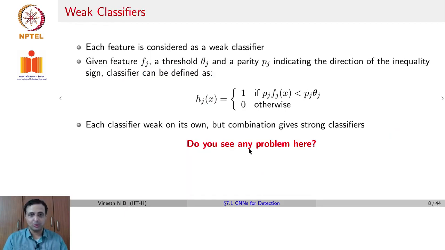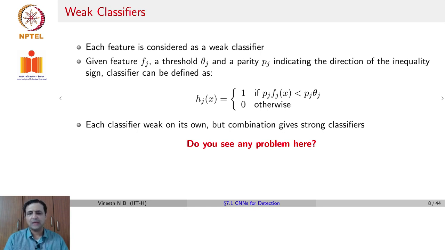So once you have the outputs of these Haar filters, the algorithm of Viola and Jones suggested that each feature can now be considered as a weak classifier. So given a feature fj, which is one of those Haar wavelets, could be a 2 rectangle feature, 3 rectangle feature, 4 rectangle feature, one of those, you can have all possible variants, a threshold theta j and a parity pj, which only indicates the sign. The weak classifier is defined as h sub j of x equal to 1 if pj fj of x is less than pj theta j.